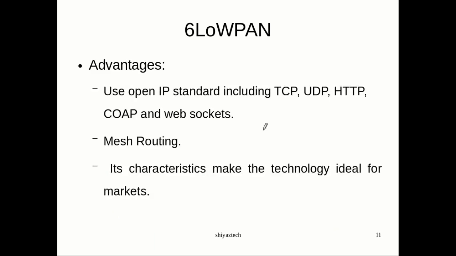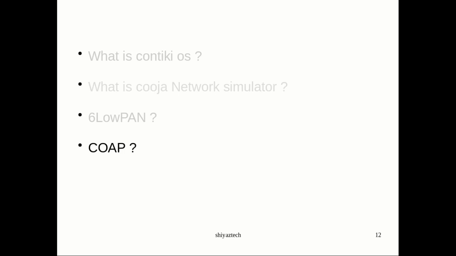So let's discuss 6LoWPAN advantages. It uses open IP standards including TCP, IP, UDP, HTTP, CoAP and WebSockets. It allows mesh routing, that is, one-to-one, many-to-one and one-to-many routing. Its characteristics make the technology ideal for markets such as home automation with sensors, actuators and generic IoT applications. Then next we will discuss CoAP.